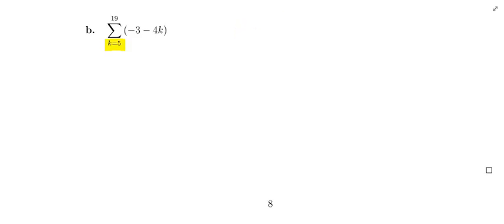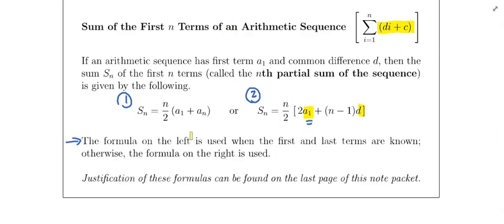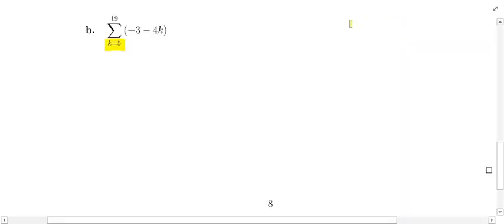Keep in mind that these formulas we've learned, you have to be adding up the first n many terms of your arithmetic sequence. Using these assumes that you're starting with the first term in your sum. That's not what's going on here. We're starting with the 5th term. So it's going to be a little tricky.